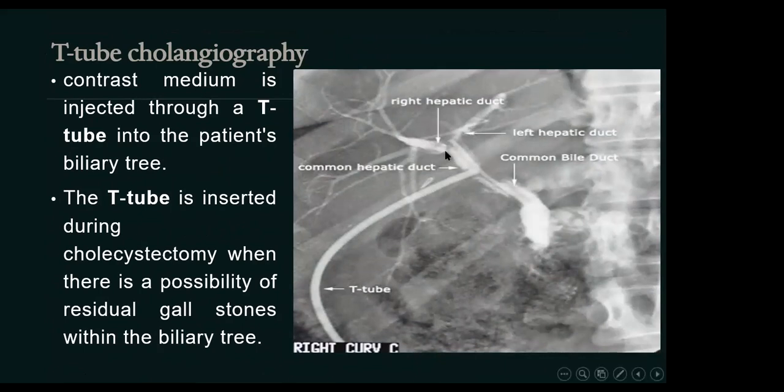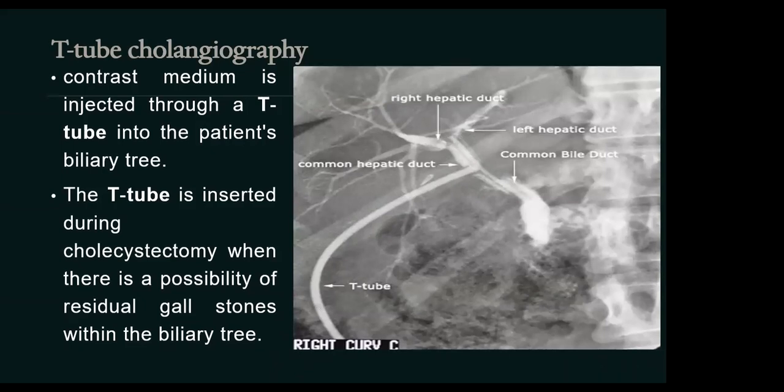The short arm of the T is placed inside the common hepatic duct, and the long arm is placed externally, outside the body. The function of this is to allow the passage of small stones inside the short arm, and also allow the passage of the bile outside the body in order to prevent the development of jaundice.